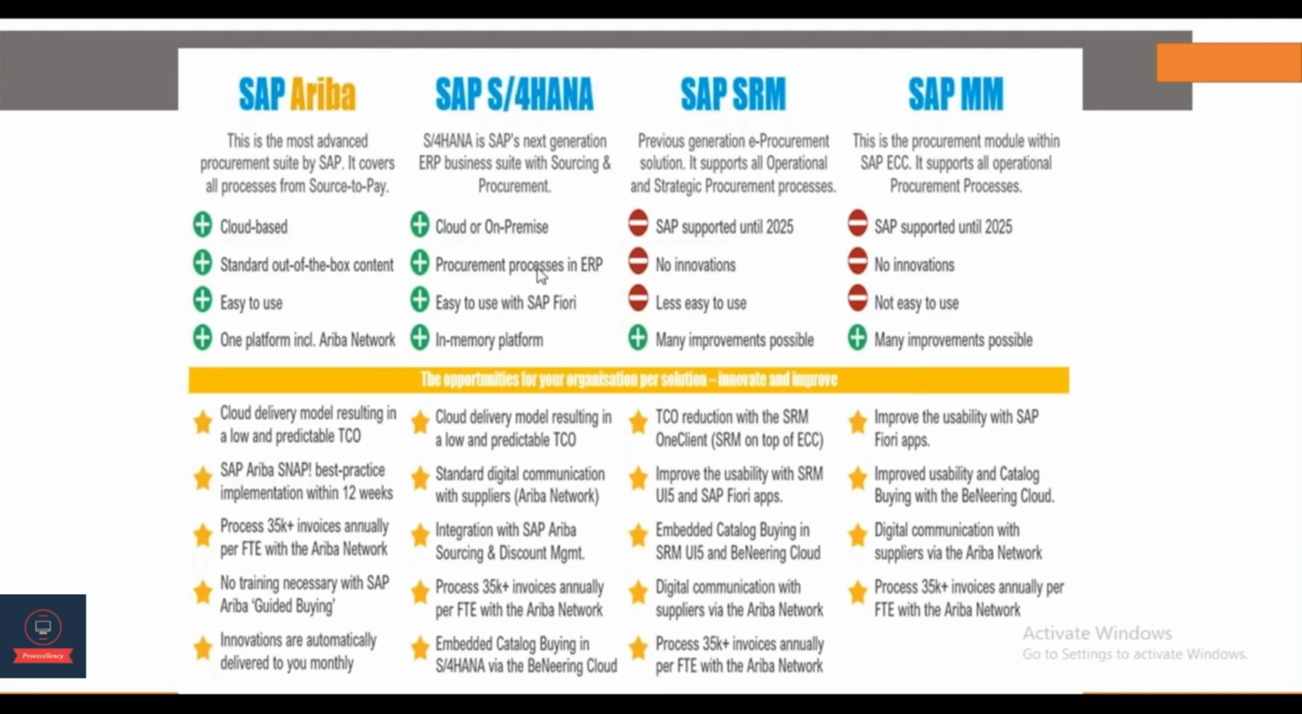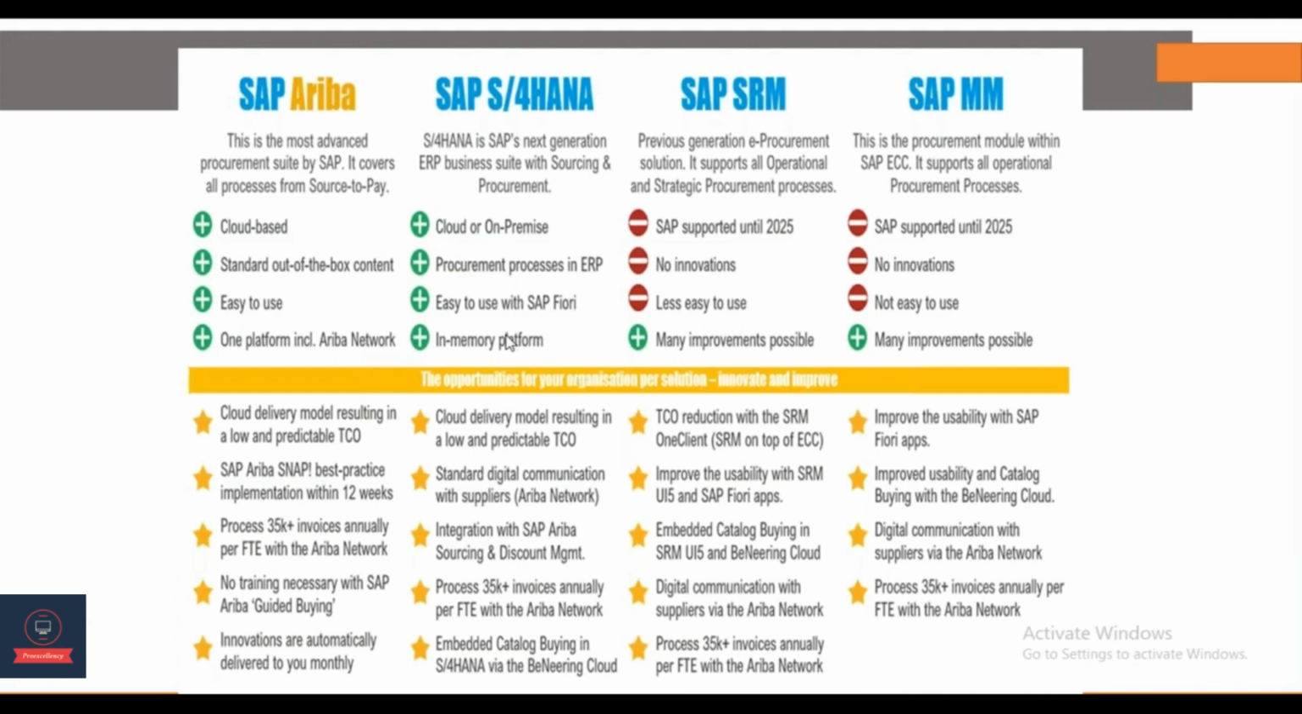For example, in the second block, we can see we have S/4HANA. This S/4HANA is offering two types of solutions, that is cloud and on-premise, and it is also offering the procurement process. I have just added the procurement part only. Apart from the procurement solutions, other solutions are also available in S/4HANA. And in S/4HANA, we have the Fiori app as well. The Fiori app is also a simplified version of the transactions in ECC. But still, if you compare the Fiori app with SAP Ariba, it is easy to use, but not as user friendly.